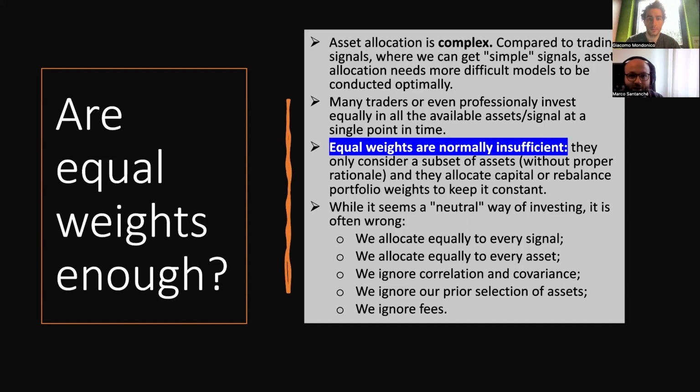Correlations and covariances are ignored, which is a consequence of the previous point. So we are basically allocating to every asset regardless of what they actually bring to our portfolio. And we ignore the prior selection, and also we ignore fees. Sometimes it might not be ideal to rebalance and give equal weights, for example, every single day or every week, because we pay more fees than what actually needs to be achieved with this rebalancing. So maybe it's better to let our weights drift a little bit, or rebalance according to models which actually include the trading fees we are going to face when we have to rebalance.